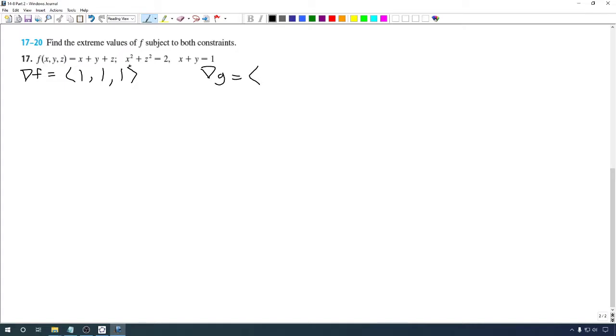Gradient of g. So here we have x squared plus no y's plus z squared. So the derivative with respect to x is 2x. Derivative with respect to y is just going to be 0. And derivative with respect to z is 2z. Finally, the gradient of h. Well, this one's actually pretty similar to f, except we don't have a z in there. So we actually get a 1, 1, and 0.